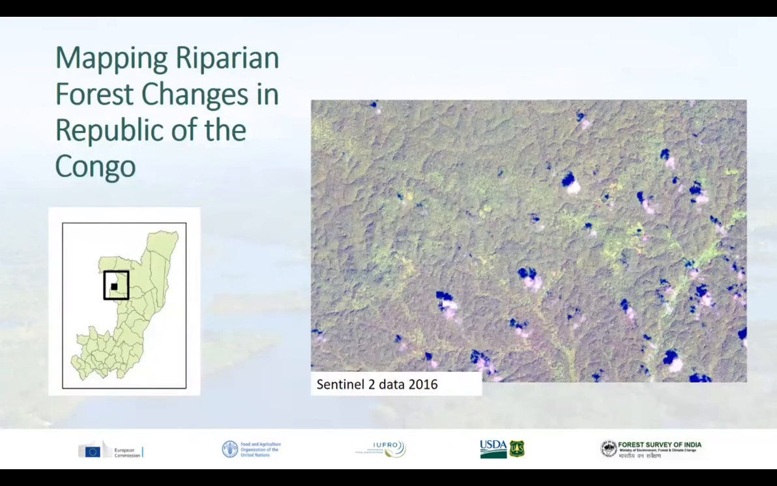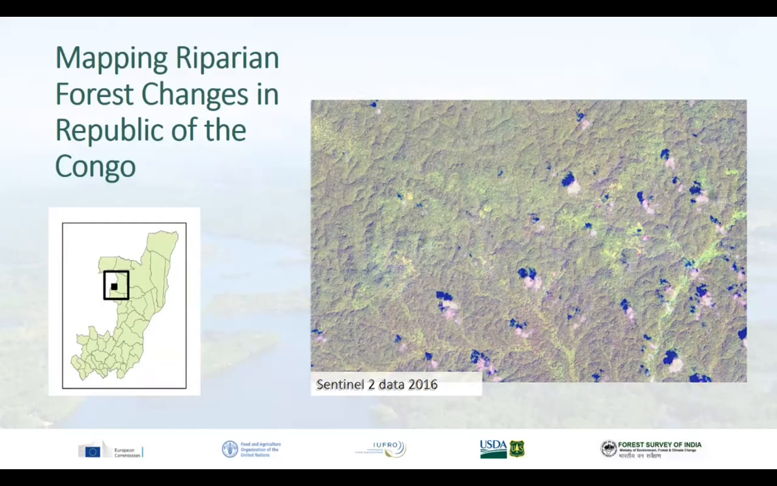Of course, remote sensing is a powerful tool to monitor natural resources such as forests, especially when they're situated remotely. Here we see an example of gold mining activities in the north of the Republic of Congo, some 1,000 kilometers from the capital, Brazzaville, where the government gave out mining concessions several years ago. At first, we see the situation from Sentinel-2 imagery in 2016, before exploitation. The upland forests are in dark green and the riparian forests in a brighter green.